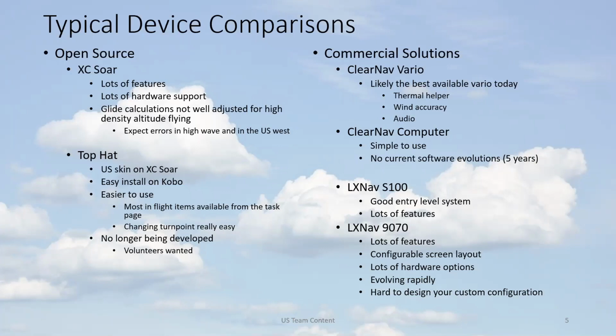The thing that I really like about Top Hat is that on the flying screens, you've got virtually everything you need. You've got 8 boxes that you can pre-program to give you various pieces of data, but changing the turn points, clicking on things to do a glide to a particular location are all very easily achieved.